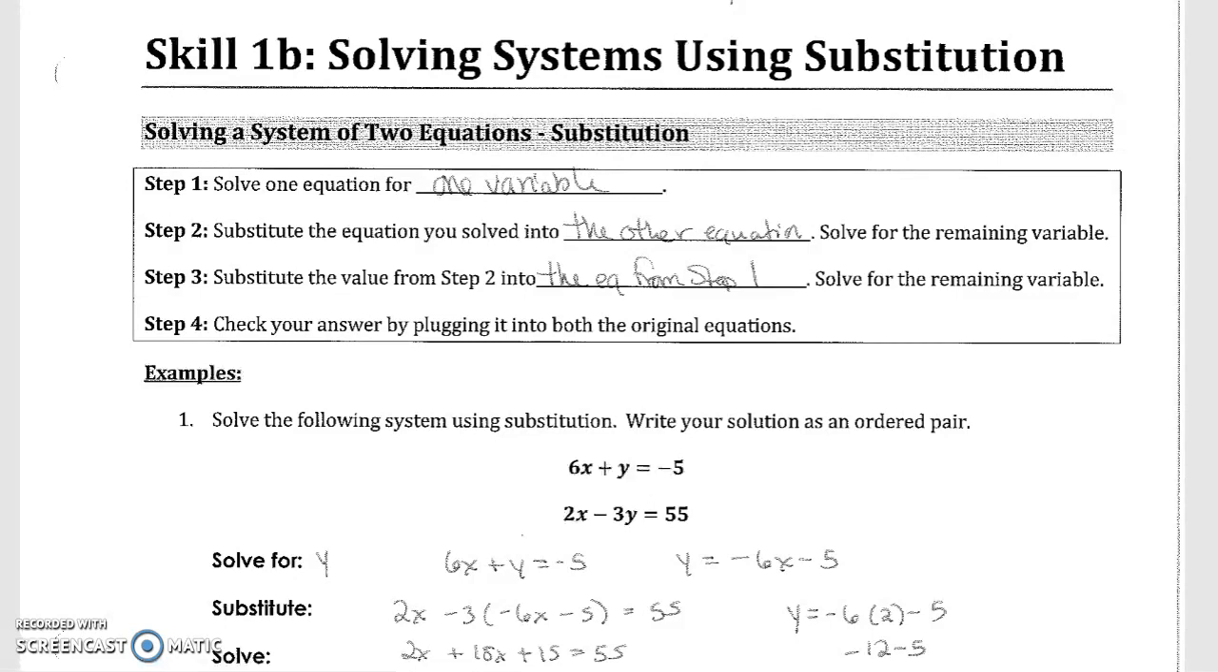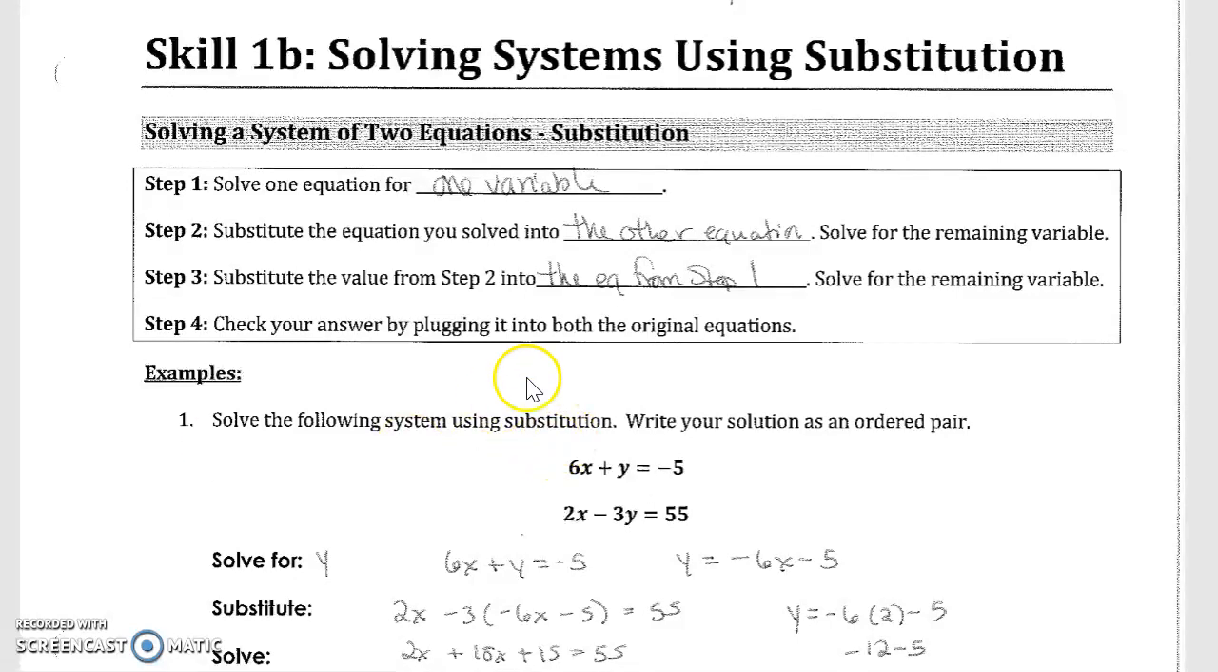Okay, so step 3 says substitute the value from step 2 into the equation from step 1 and solve for the remaining variable. Here's your second substitution. So you should get an actual answer in step 2. You should get x equals 3 or x equals 12 or y equals 8 or something like that.